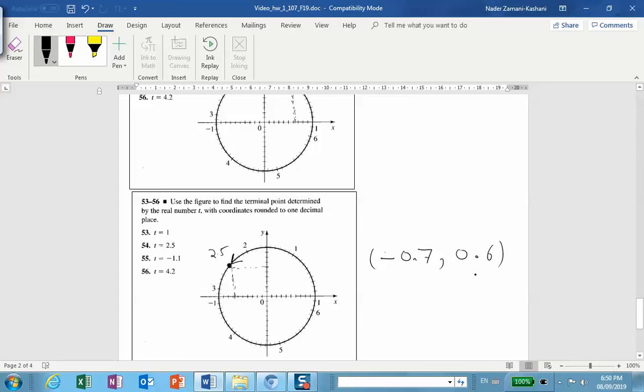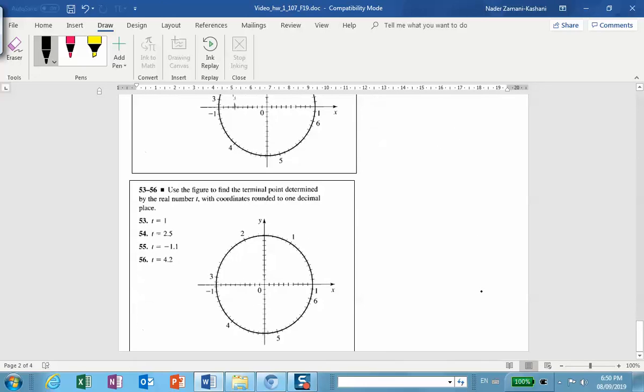Next one is negative 1.1. If you go backward, this is negative 1, and 1.1 will put you right there. Eyeballing these x's and y's, x is about positive 0.1. Actually, it's a little bit on the left side. The height is negative, almost negative 0.9, something like that.